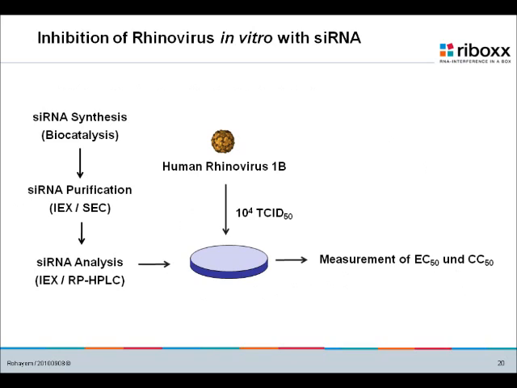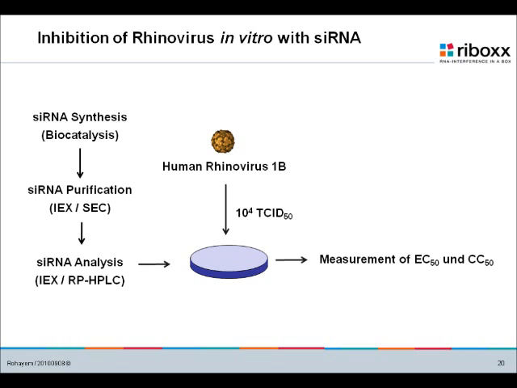Now, looking at the inhibition of the rhinovirus in vitro, the experimental setting was the following. We used HeLa cells. Those were infected with the human rhinovirus 1b, 10 to the 4th TCID50, so about 10,000 viral colonies, if you wish. In parallel, we synthesized the siRNA by the biocatalysis method with the polymerase, purified it, analyzed it again, put it on the cells, transfected it with liposome-based solutions, and measured the EC50 and the CC50.